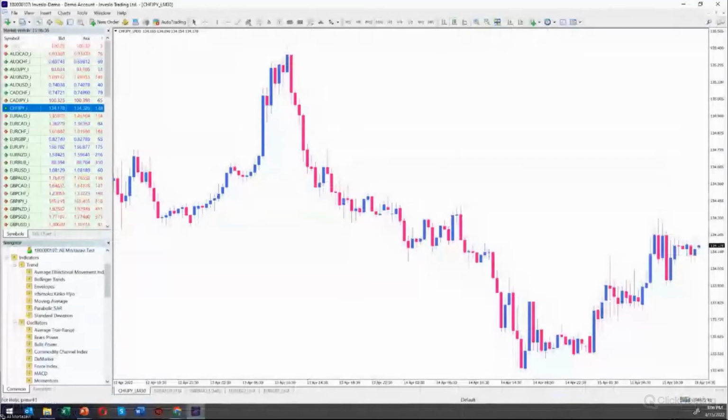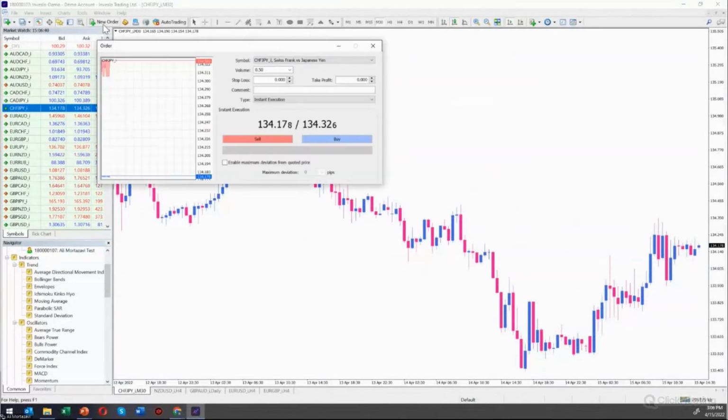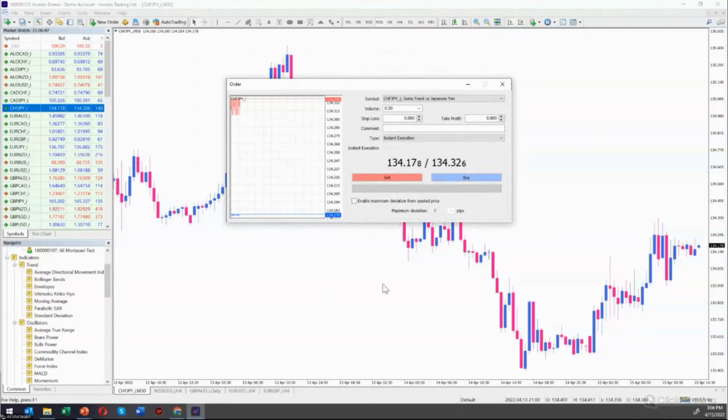For example, when you refer to MetaTrader 4 and you want to place a new order through the New Order tab on the main menu, you may see this window pop up, and here is the type of order that you can choose: instant execution and pending order. When you choose instant execution, you mean you wish to open a trade at a specified market price.